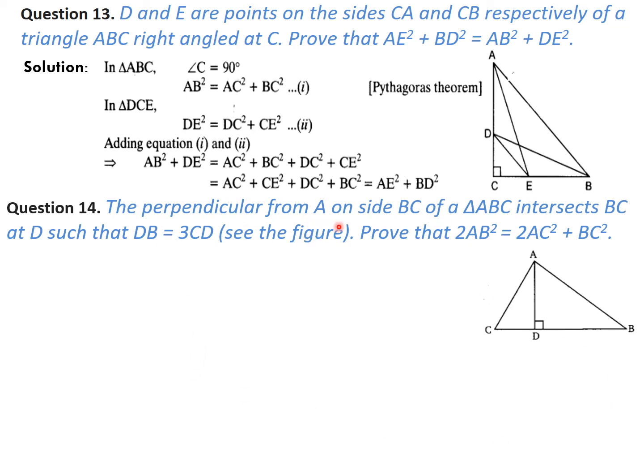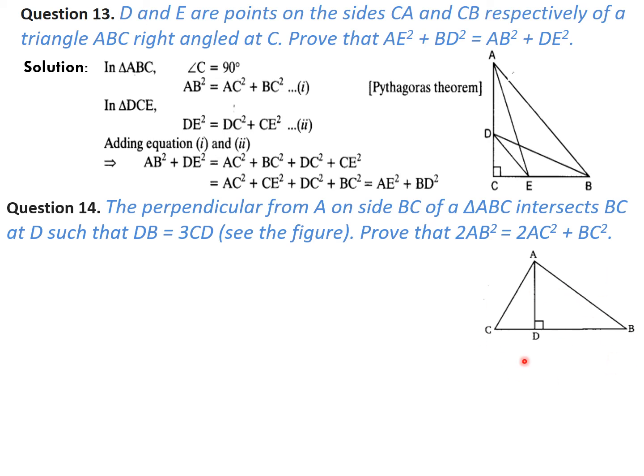Question number 14. The perpendicular from A on side BC of a triangle ABC intersects BC at D such that DB is equals to 3CD. We can check the figure here. We have to prove that twice of AB square equals to twice of AC square plus BC square.